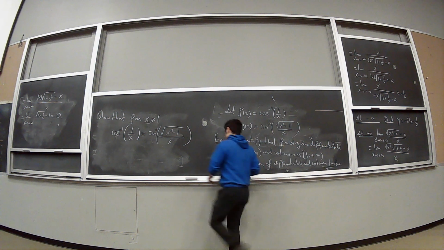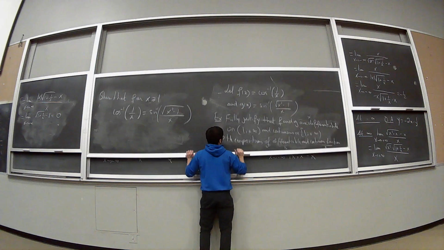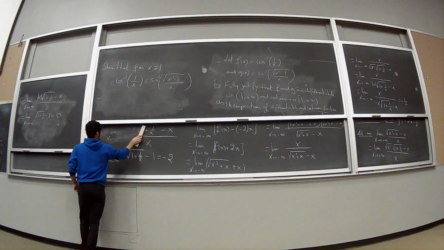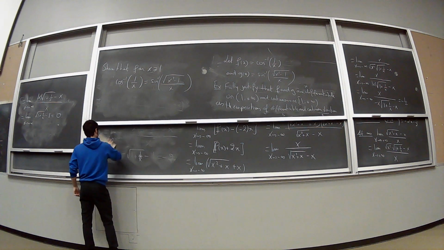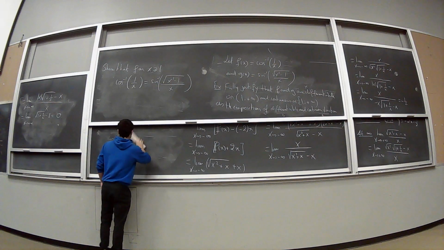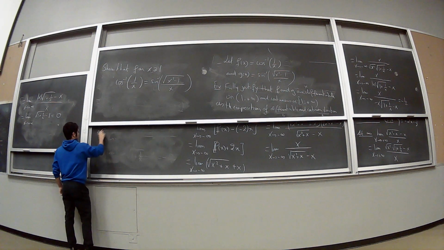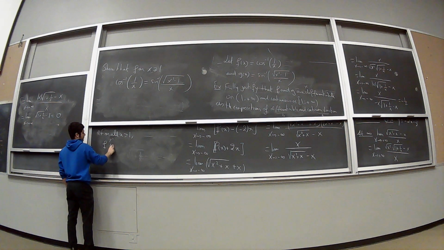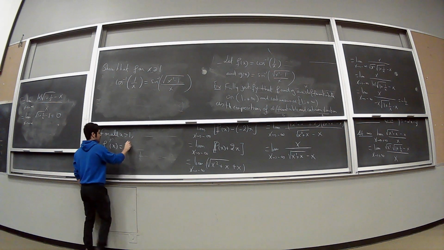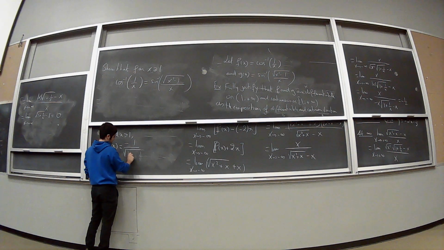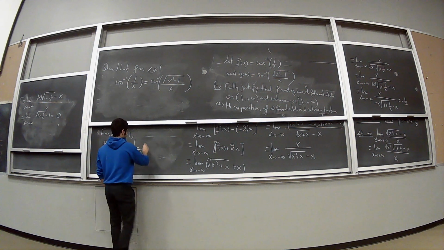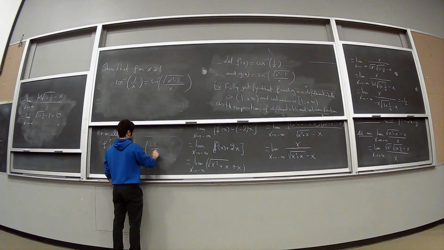Okay, great, awesome. Now, let's look at this now. What is f prime of x? So for all x bigger than 1, f prime of x, what is the derivative of cos inverse? It's minus 1 over square root of 1 minus t squared. So it's 1 over square root of 1 minus 1 over x squared, times the derivative of 1 over x, which is minus 1 over x squared.